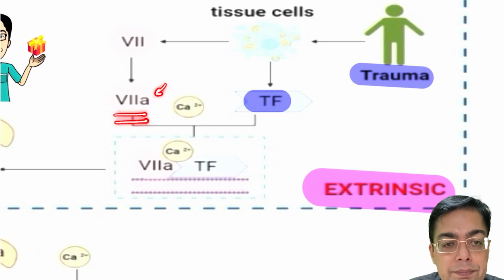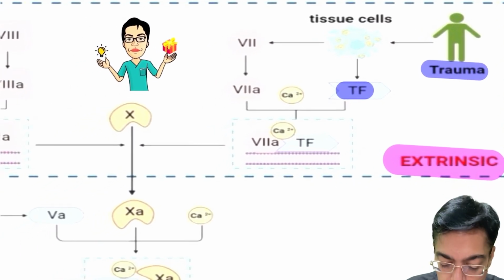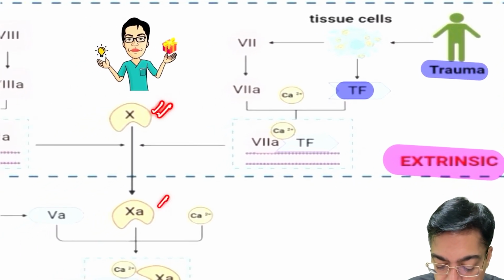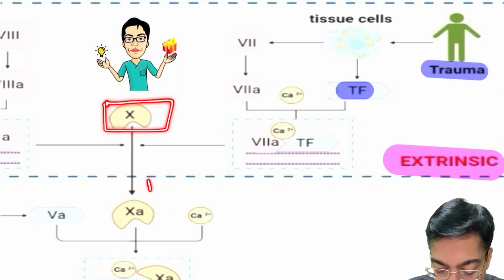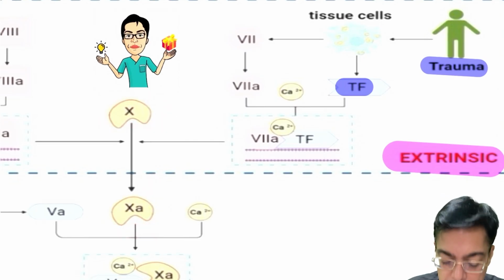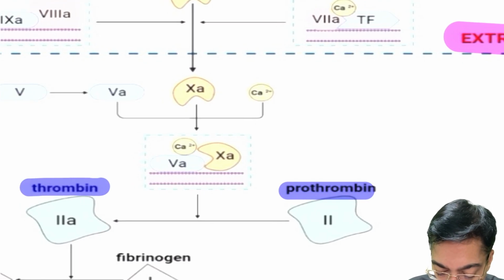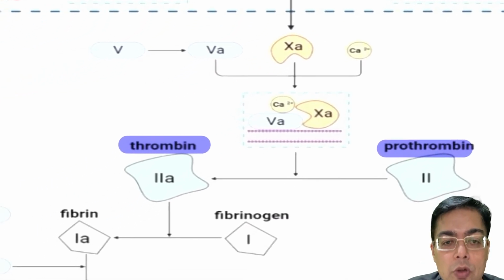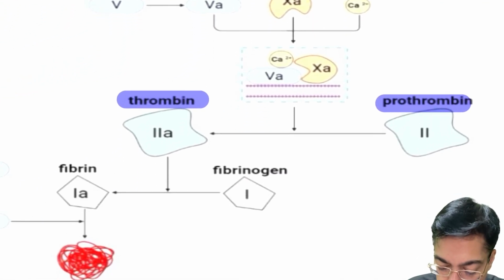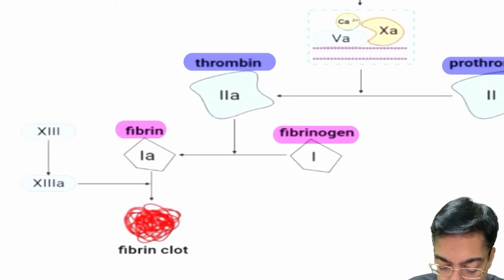A means activated. Now this factor 7, when it comes in contact with the tissue factor, is responsible for causing conversion of factor 10 to its activated state. So factor 10, which is normally present in the inactive form, will now get converted into its activated form, that is factor 10A. This factor 10, with the help of factor 5 and calcium, is responsible for the conversion of prothrombin into thrombin. The thrombin is now responsible for causing conversion of fibrinogen into fibrin. And this fibrin is responsible for the formation of a clot.